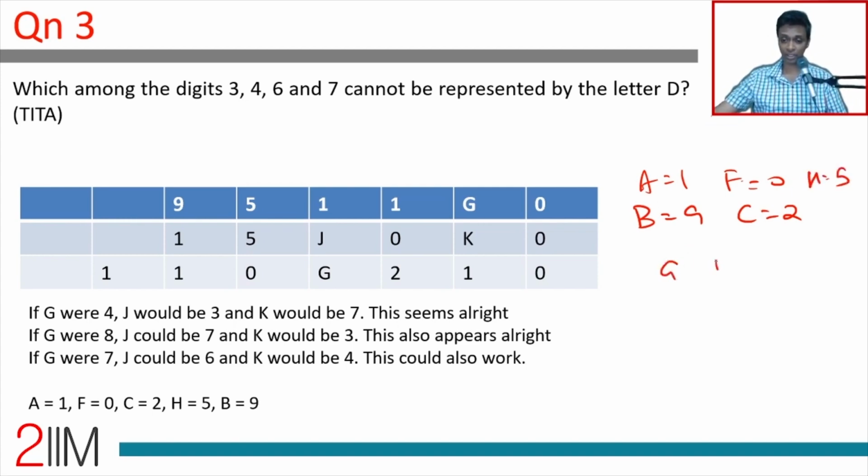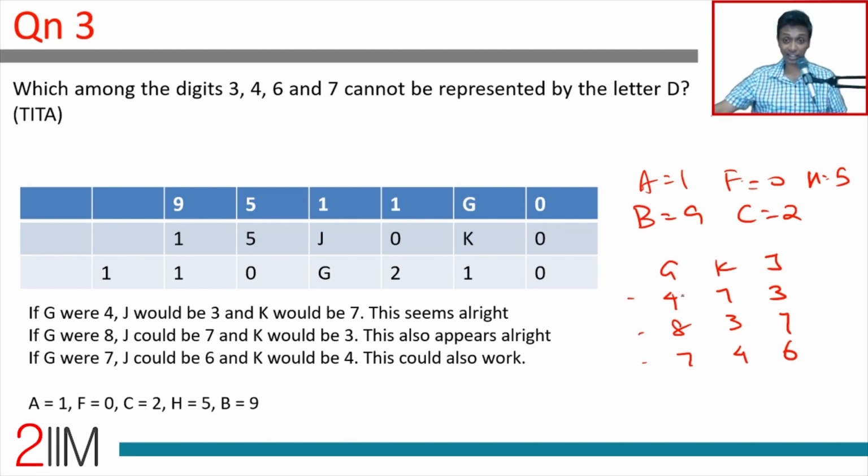G, K, J is saying this could be 4, 7, 3. Or it could be 8, 3, 7. Or it could be 7, 4, 6. Wonderful. Which among the digits 3, 4, 6 and 7 cannot be represented by the letter D? Right, so think about this. In all of these sequences, here, here and here, what features for sure? That means GKJ has to be one of those 3.